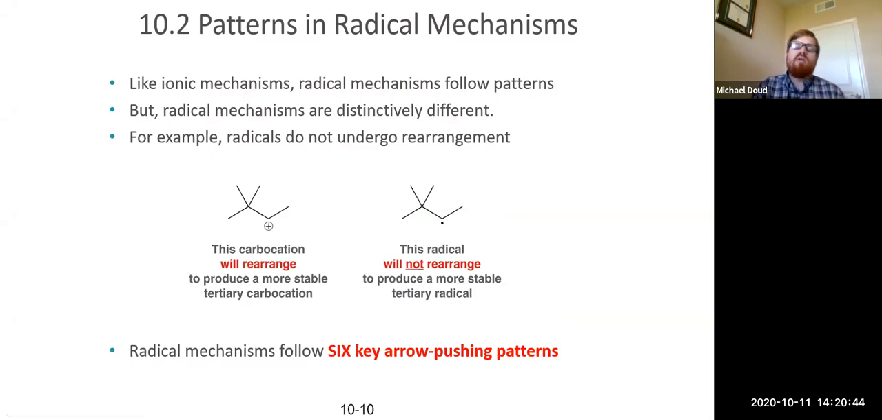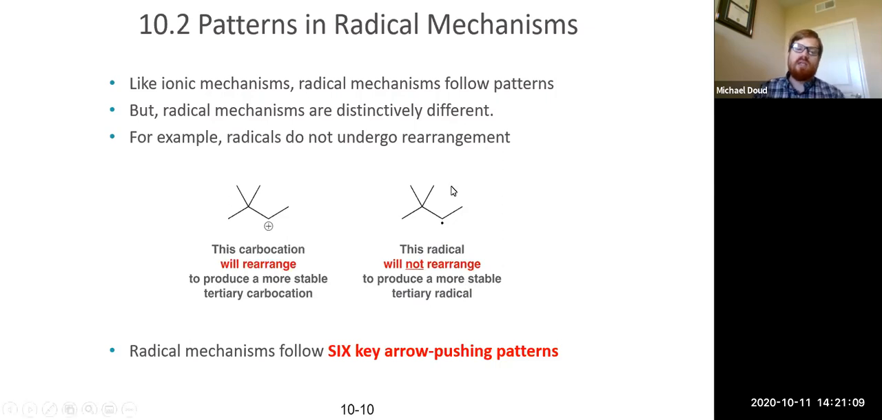Okay, so we're going to talk about a few different patterns here. It says 6 at the bottom of the slide, but really it's more like 3. There's just forward and reverse of 3 different mechanisms that we want to learn. So we mentioned all of these similarities to carbocations so far, but in reactions, the radicals are going to behave a lot differently. The first thing is there's no rearrangement of a radical.